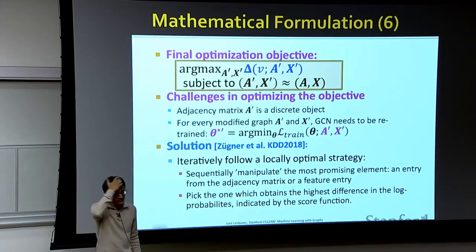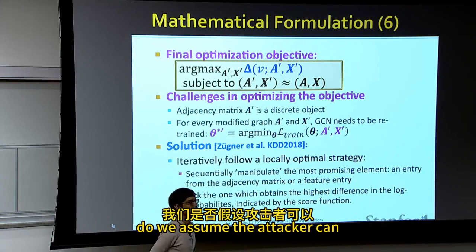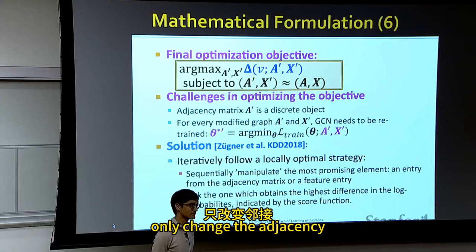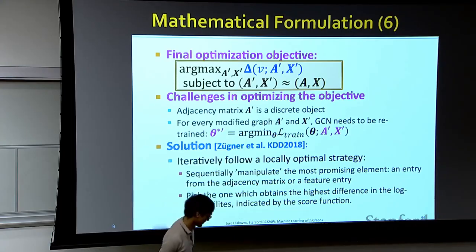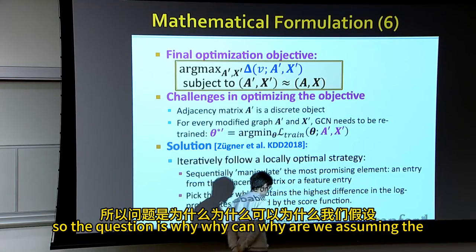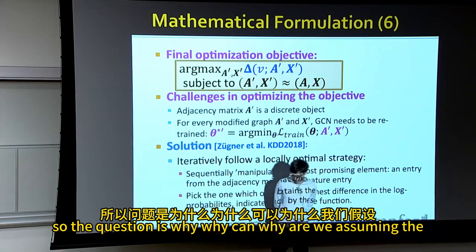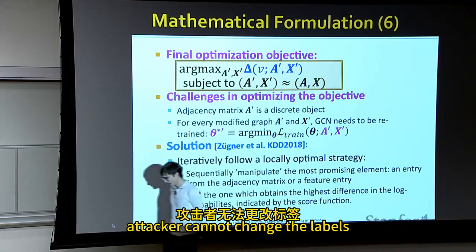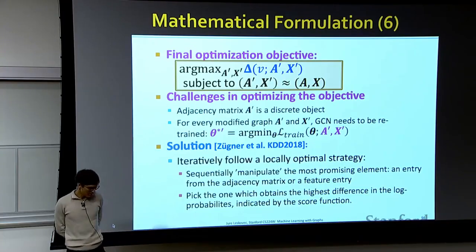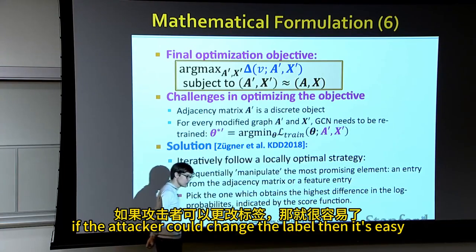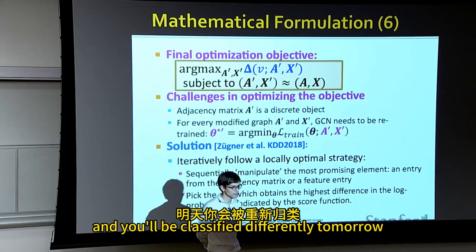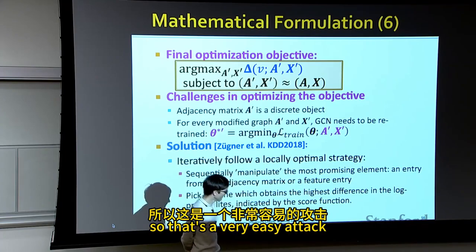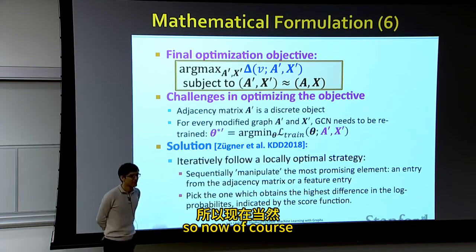Yes? Why in the setup do we assume the attacker can only change the adjacency matrix? Why not also the labels for training? Good question. So the question is, why are we assuming the attacker cannot change the labels? If the attacker could change the label, then it's easy. I just change your label and you'll be classified differently tomorrow. So that's a very easy attack.